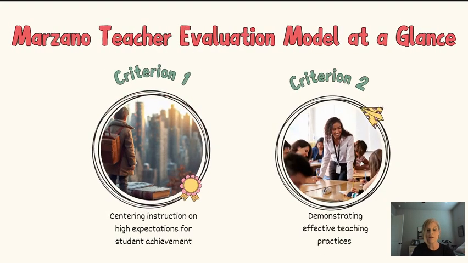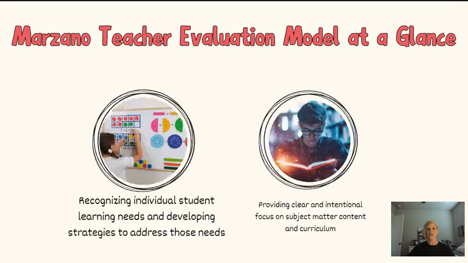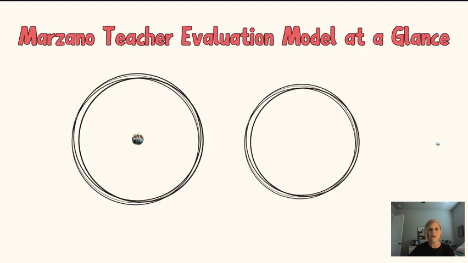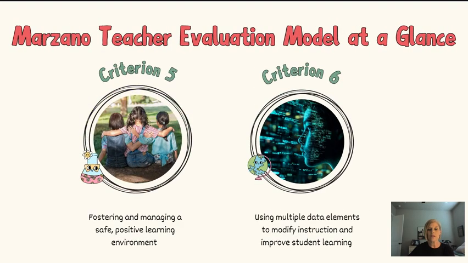Criterion 1 is centering instruction on high expectations for student achievement. Criterion 2 is demonstrating effective teaching practices. Criterion 3 is recognizing individual student learning needs and developing strategies to address those needs. Criterion 4 is providing clear and intentional focus on subject matter content and curriculum. Criterion 5 is fostering and managing a safe, positive learning environment.